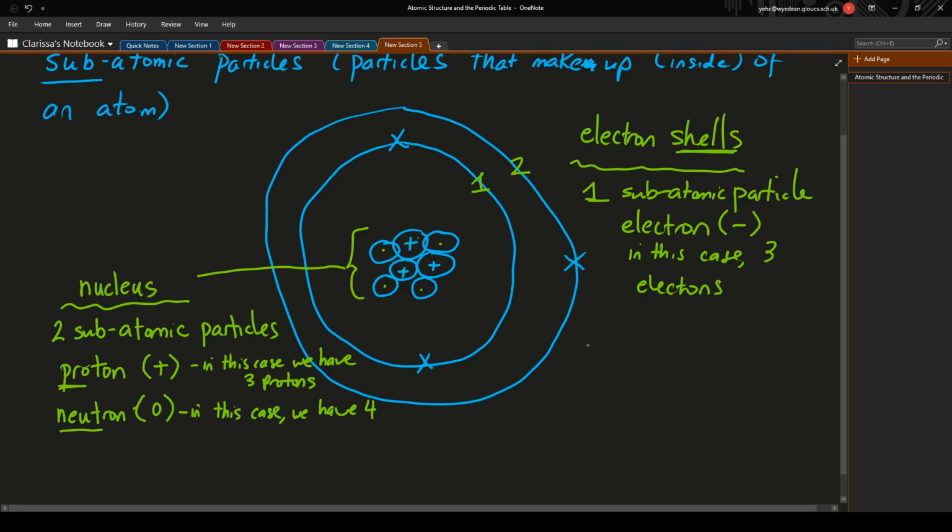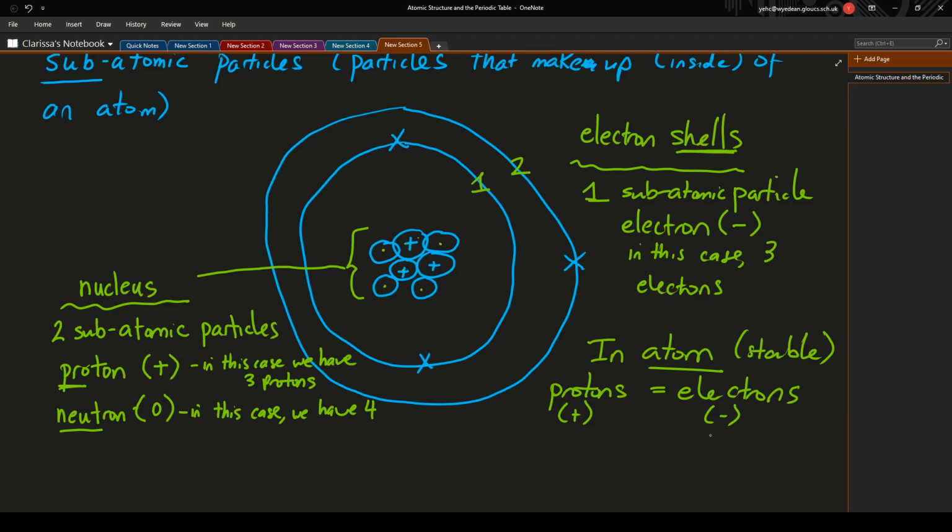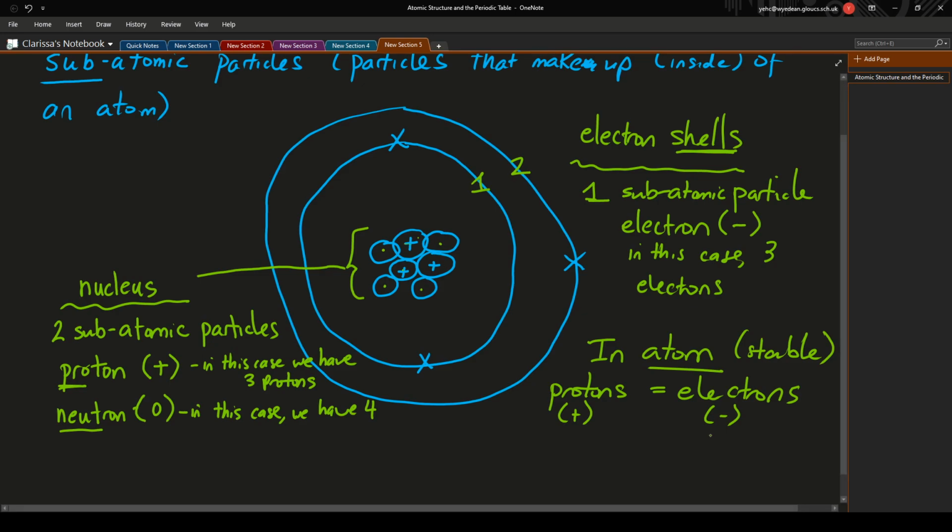So in a stable, normal atom, protons equal electrons. Basically, the number of protons, the positives we have, is going to equal the number of negatives that we have. The number of neutrons can change quite easily because they don't contribute a charge themselves. So it's not hard to add an extra neutron, because it doesn't imbalance it at all.